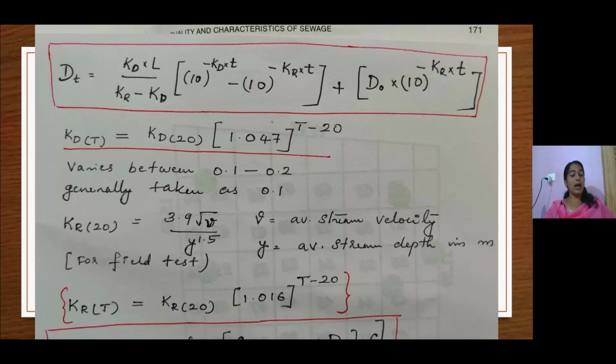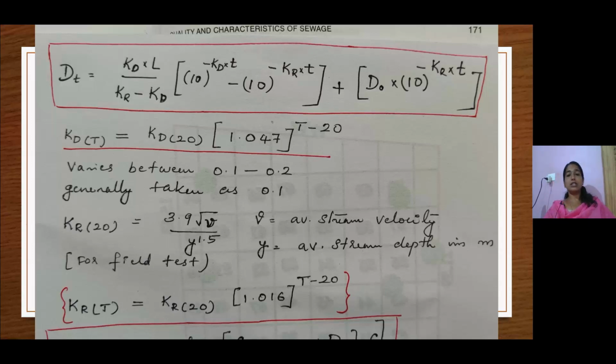And you have to remember the equation for deoxygenation coefficient, that is Kd at a temperature T, that is equal to Kd at 20 degrees centigrade into 1.047 raised to T minus 20. It generally varies between 0.1 and 0.2. Generally, you can take the value as 0.1.